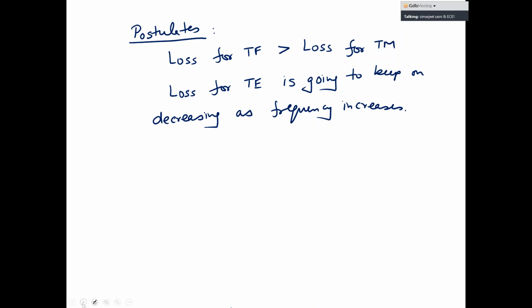These are my postulates. All right, let's do the maths. I'll probably put you to sleep for the next 20 minutes we have. Bear with me, there's no easy way around it. So we are looking for a loss term, a term where I'm looking for the field attenuating in the z direction due to conductors.